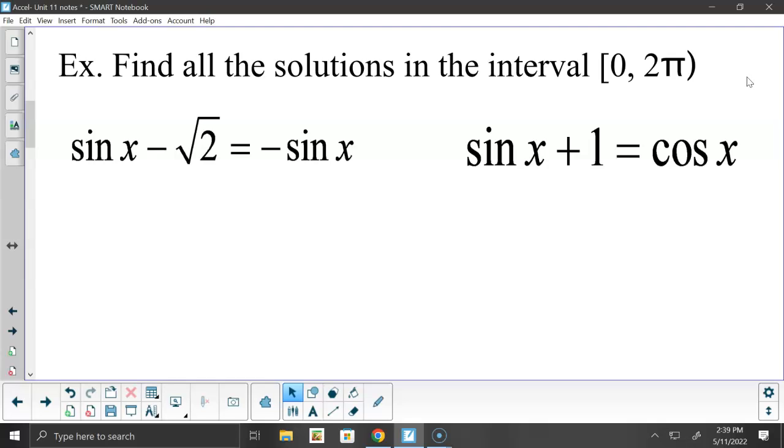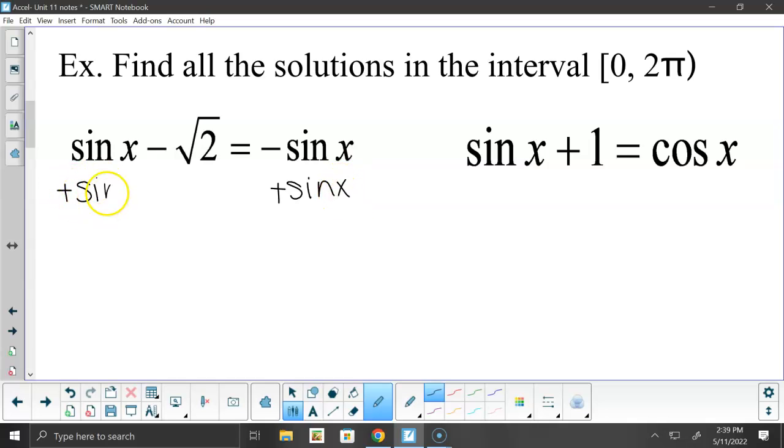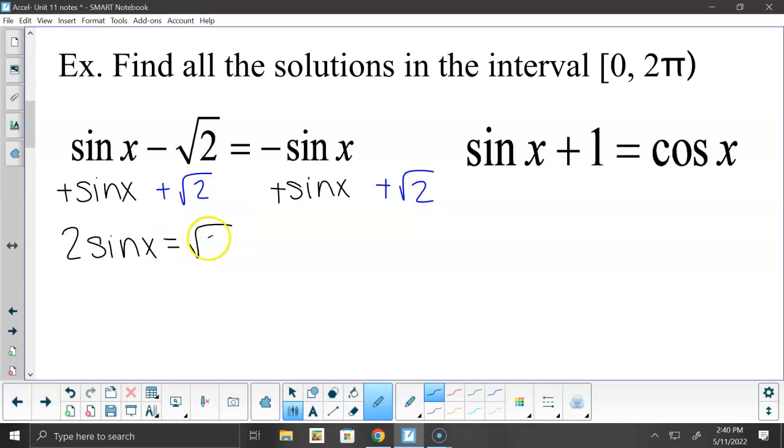So, let's actually start off with the one on the left. Anytime you've got sine of x on two different sides of the equation, move them so they're on the same side, and get your numbers by themselves. So, I'm going to add sine of x to both sides. And because I'm lazy and I want to do this in one step, I'm going to add square root of 2 over here, so I'm with the square root of 2 on the same side. So I'm left with 2 sine of x equals the square root of 2.